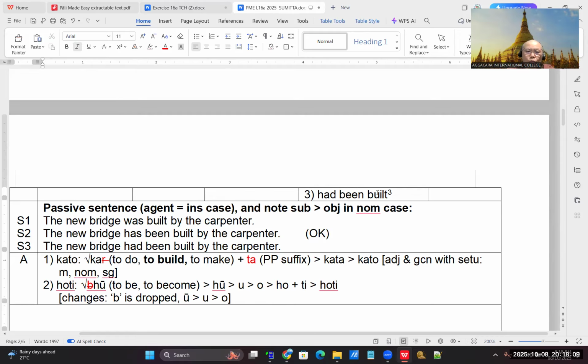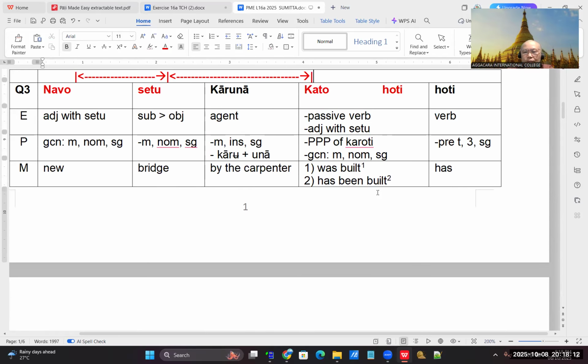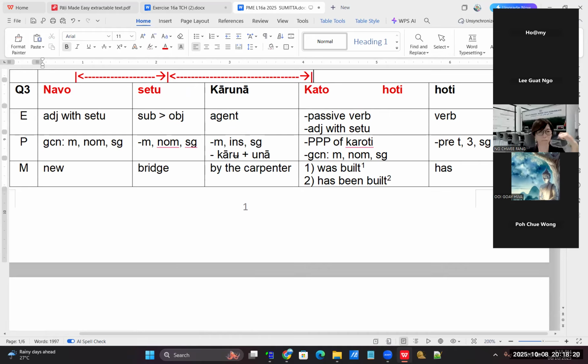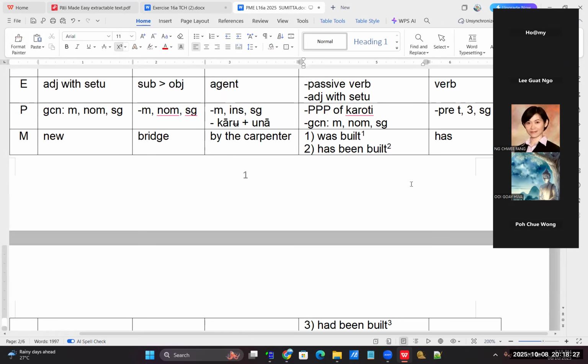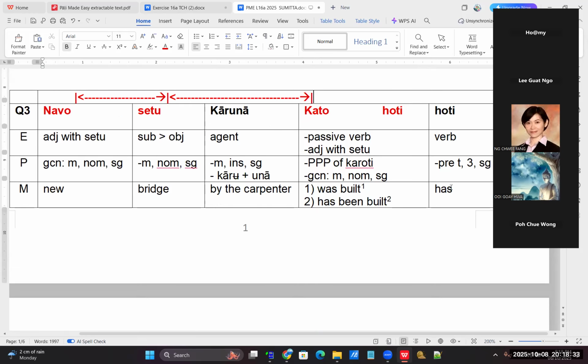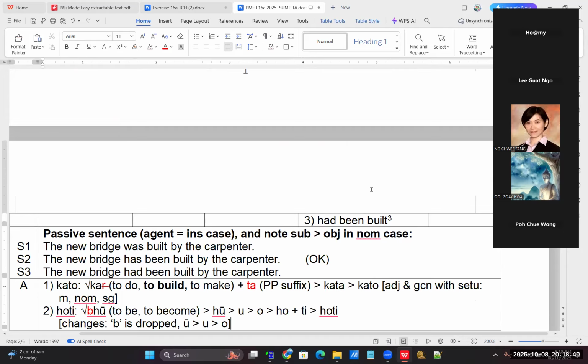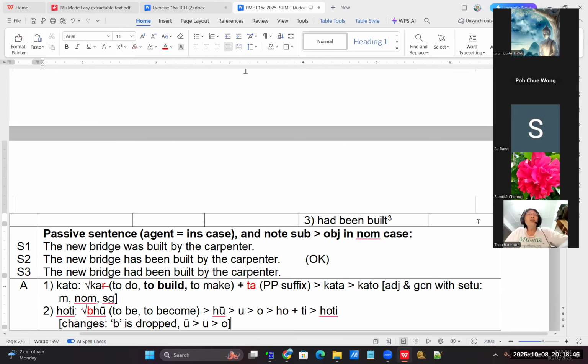Because the moment you show too many, you are making people more confused. Last time I showed you all the different types, remember, I gave you the introduction to this past participle. You can translate three ways: has been built, past tense, present. But as long as one way is enough already. Once you know that the hoti means it is a present one, then with the past participle it becomes the present perfect. Don't have to show three ways, just show one way. Don't show too many, people get confused.